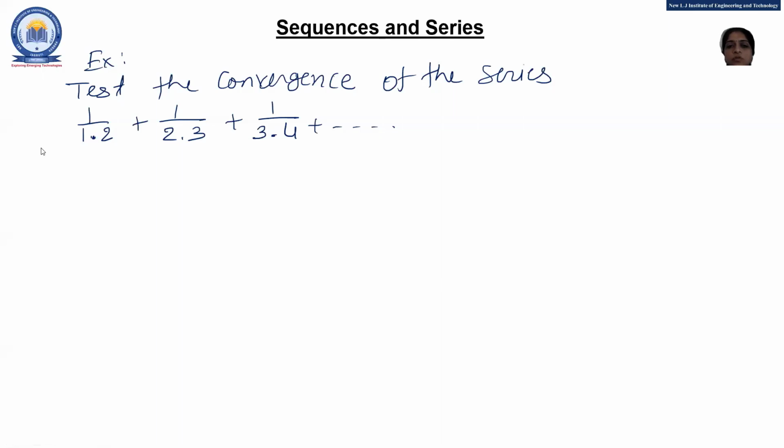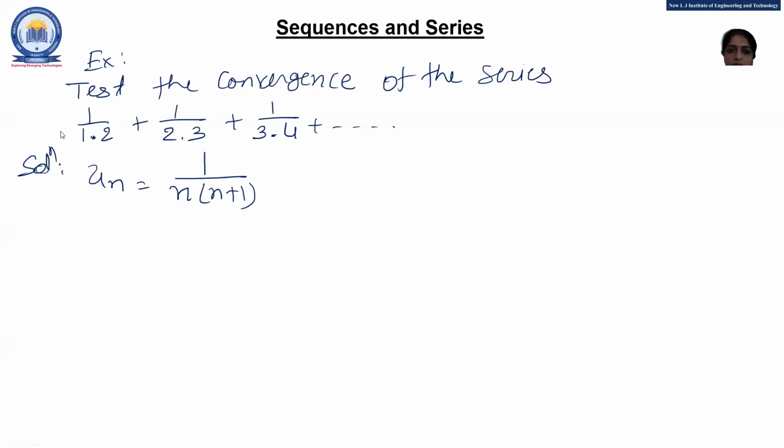Okay. Suppose you are given this type of series, right? At that time, for the solution, what is your nth term? N means the general term, so that is un. Un means nth term. From this series, you directly write your nth term is 1 upon n into n plus 1.